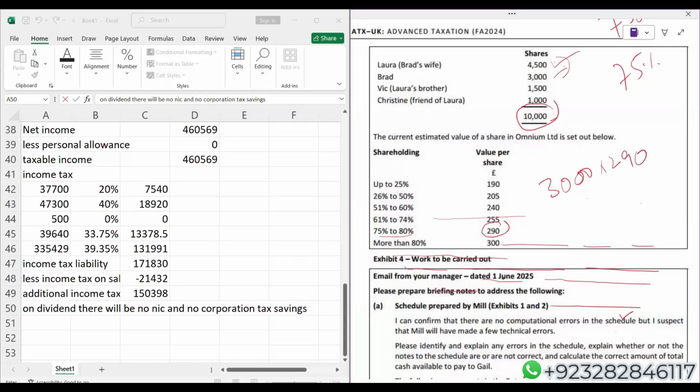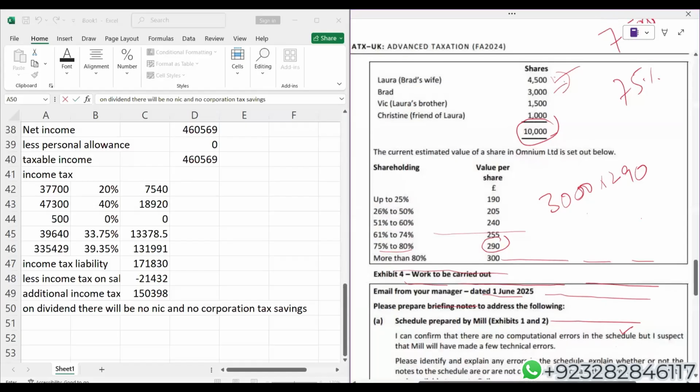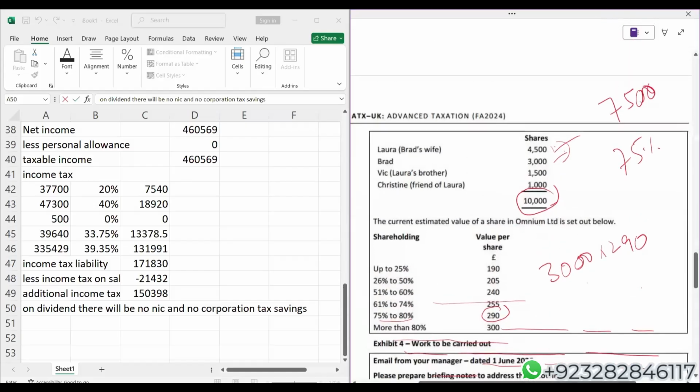After the gift of 1,500 shares, Broad will be left with 1,500 and his wife will have 4,500. So logically, their holding will be 60%. After the gift, their holding will be 60%, and when the holding is between 51 and 60%, the applicable price is 240. So basically 1,500 into 240. Whatever the value comes to, the difference is going to be the fall in value.